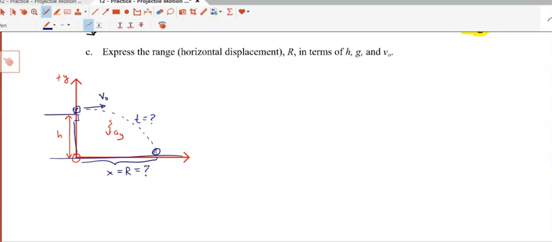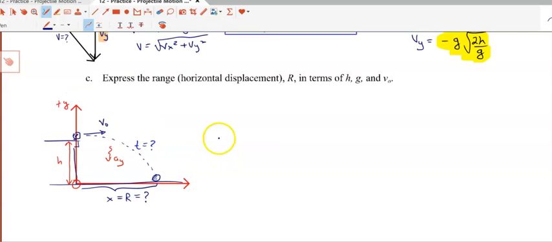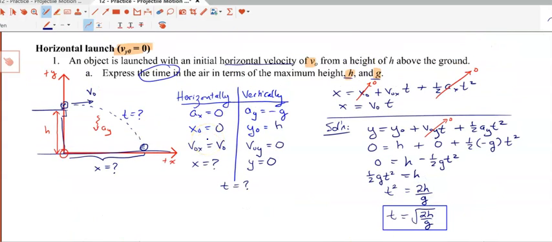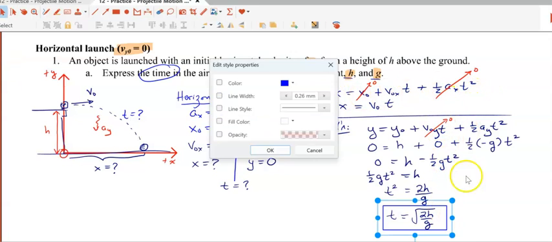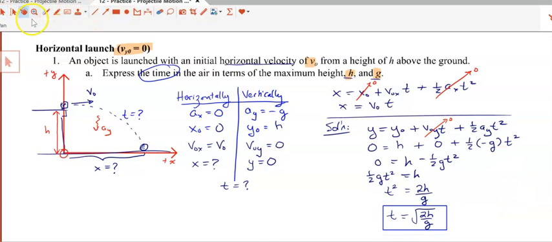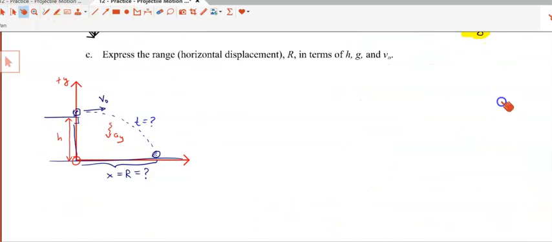Okay, so now, once again, we need to find an expression for R, but in terms of h, g, and v naught. So we need to probably use something with an x in it. And you may recall earlier when I started part A, I was using this equation, and I got nowhere because I had a t in here. So we're going to use this horizontal motion equation in our last part, which is part C. Okay, let me scroll down here. All right, and here we go.